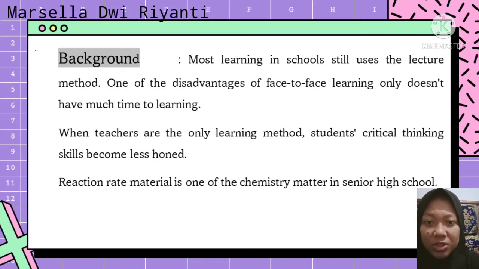Background: most learning in school still uses the lecture method. One of the disadvantages of face-to-face learning is that there is not much time for learning. When teachers are the only learning method, students' critical thinking skills become less honed because students are not accustomed to thinking outside the context conveyed by the teachers and become passive in choosing additional learning sources outside of the learning resources provided by the teachers.